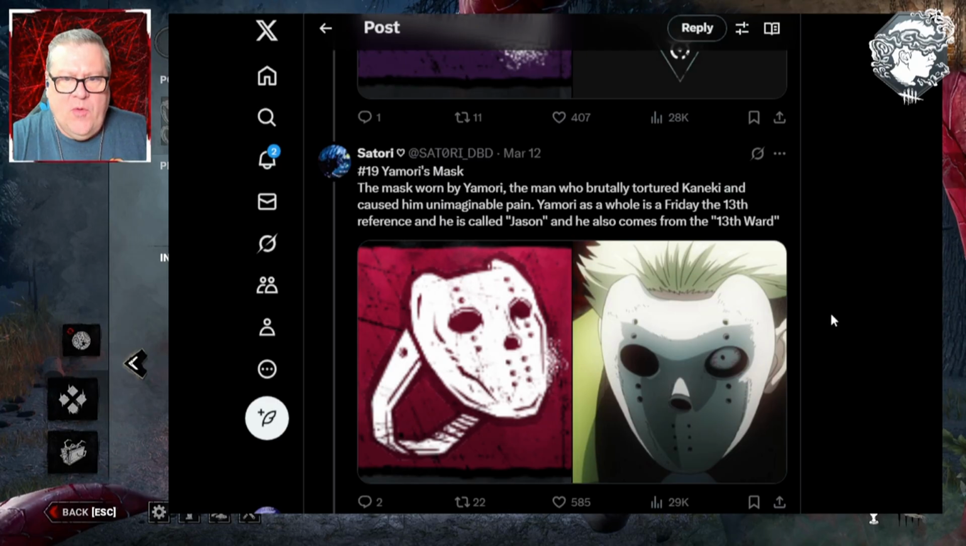Number 19, Yamori's mask. The mask worn by Yamori, the man who brutally tortured Kaneki and caused him unimaginable pain. Yamori as a whole is a Friday the 13th reference, and he is called Jason, and he comes from the 13th ward. Yeah, ward was the word I was looking for instead of sectors.